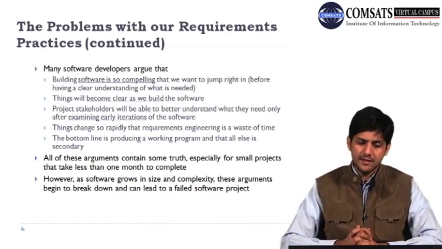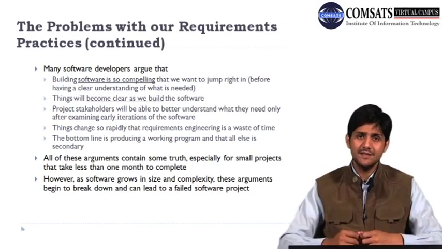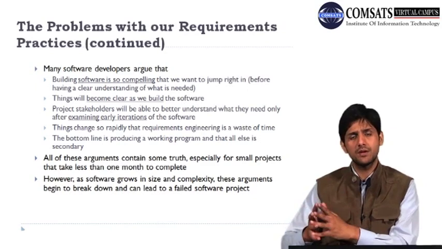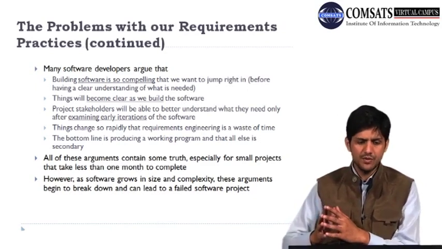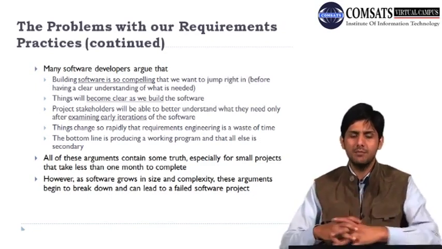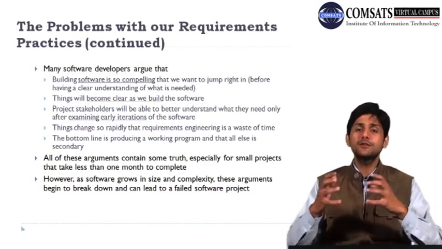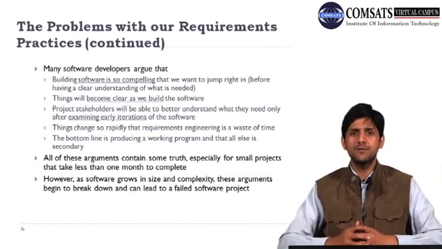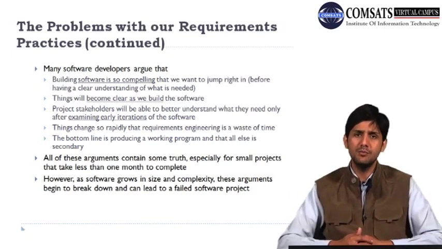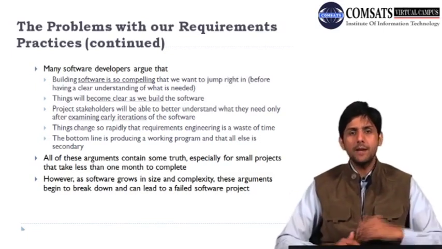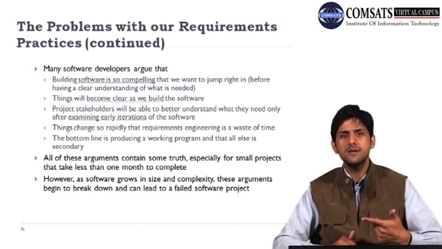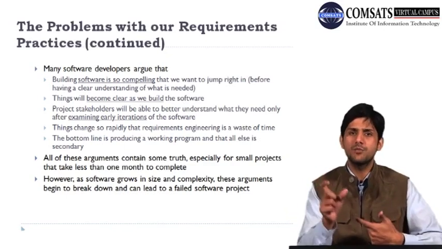So all of these arguments contain some truth. People say that we need to develop some functionality, and we need to show something to the client as quickly as possible. So for smaller projects, whose duration might be less than a month, they might be true. But when the size of the software grows, for example, you have a project whose completion time is more than a year, 1.5 years, 2 years, or even more, then the complexity of the project increases, and the implication of a wrong architecture design would be huge in comparison to a smaller project.